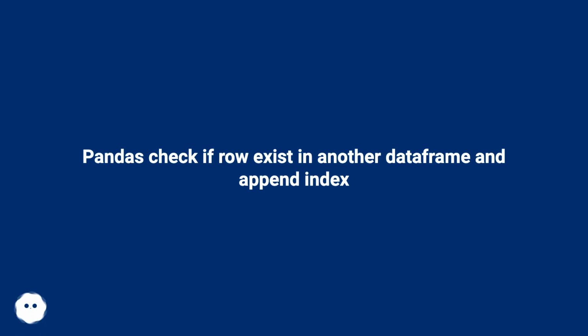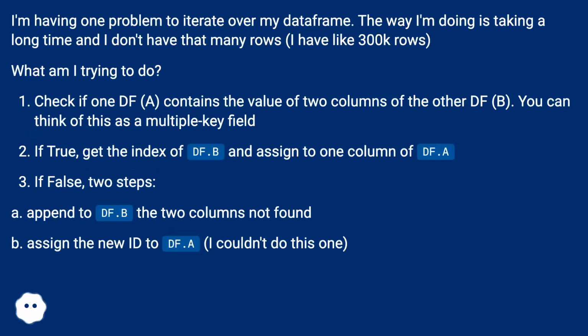Pandas: check if a row exists in another data frame and append the index. I'm having one problem iterating over my data frame. The way I'm doing it is taking a long time, and I don't have that many rows, like 300k rows. What am I trying to do?